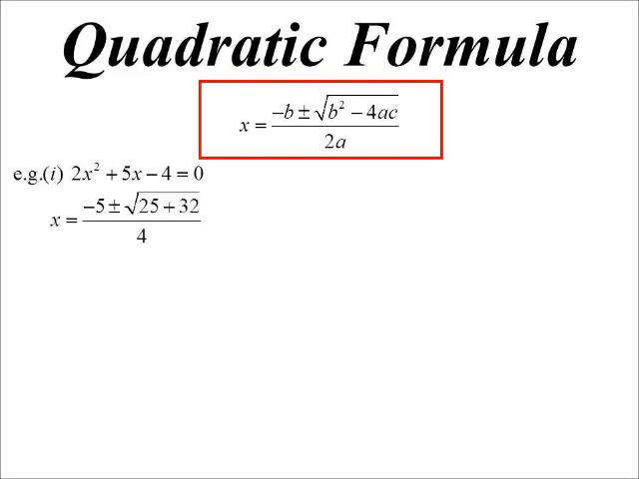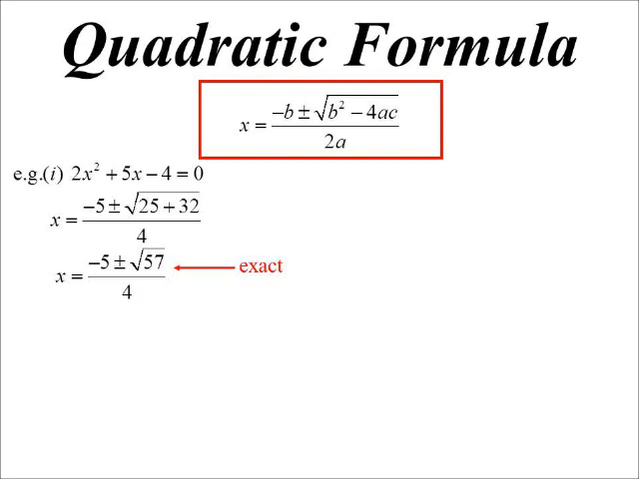25 plus 32 is 57. 57, is 57 prime? I think 57 is prime, isn't it? Can't think of any factors. 19 is a factor? But 19 and 3 is not going to help us. We want a perfect square, don't we? So we'd leave that one with 57.